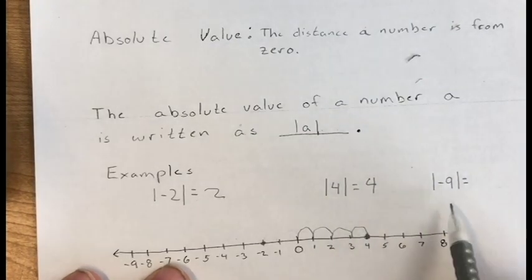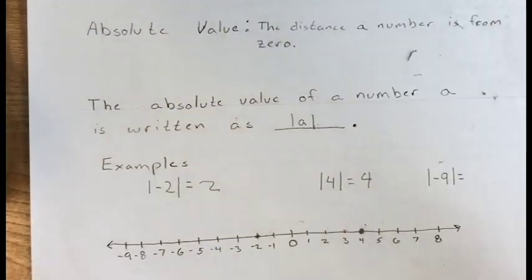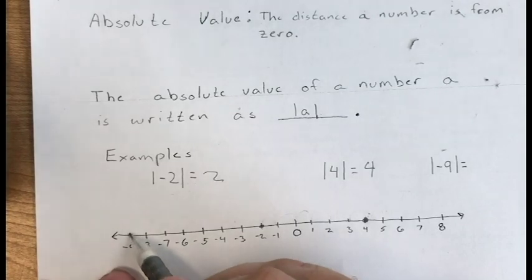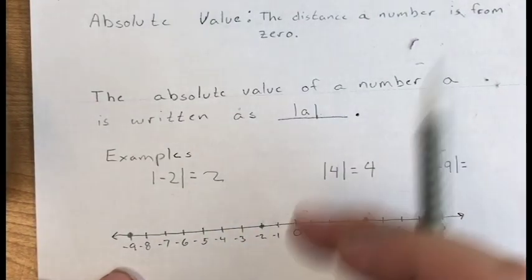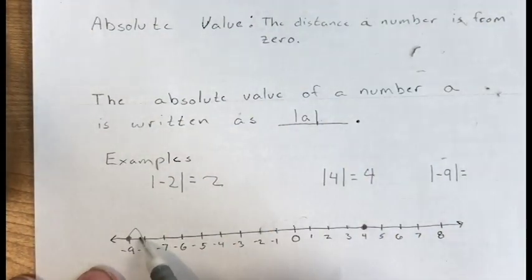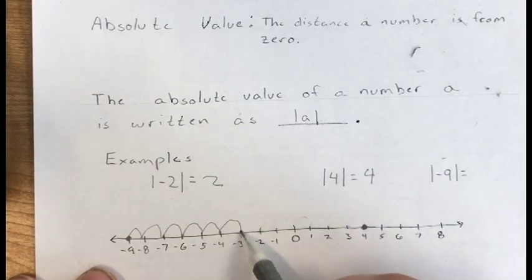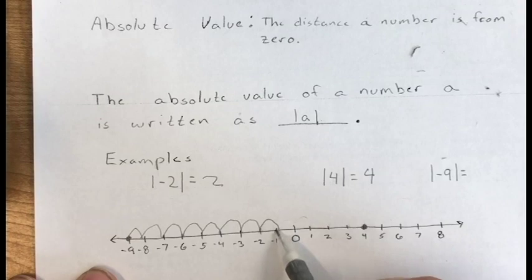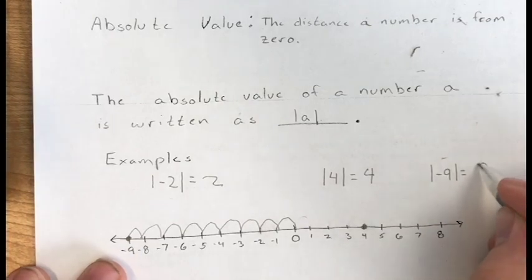Okay? And now let's look at the absolute value of -9. So I'm going to erase this so we can use our little number line again. I placed a point over at -9. And let's count how far away it is from 0. So we go 1, 2, 3, 4, 5, 6, 7, 8, 9. It is 9 jumps away. So the absolute value of -9 is 9.